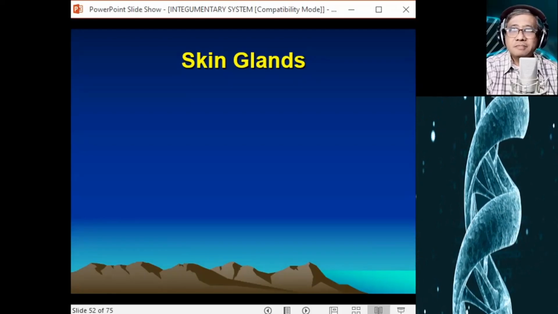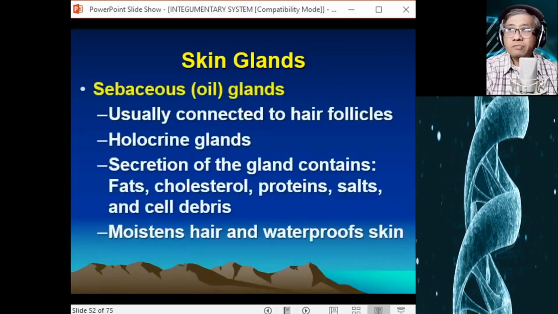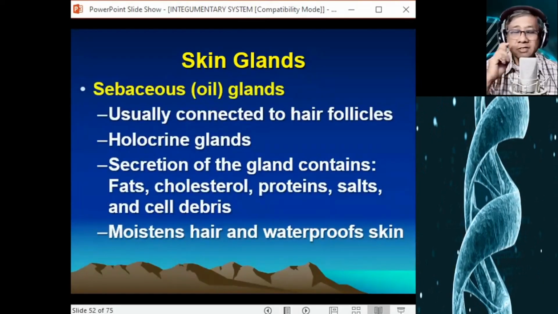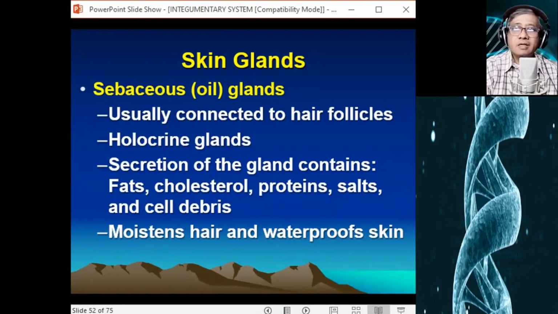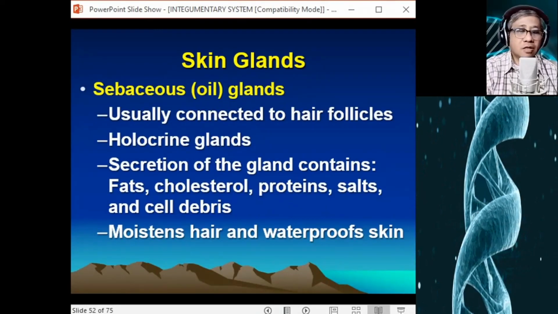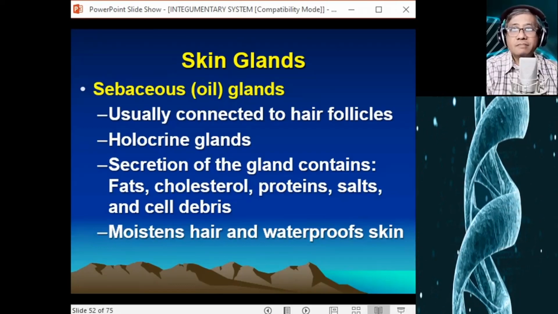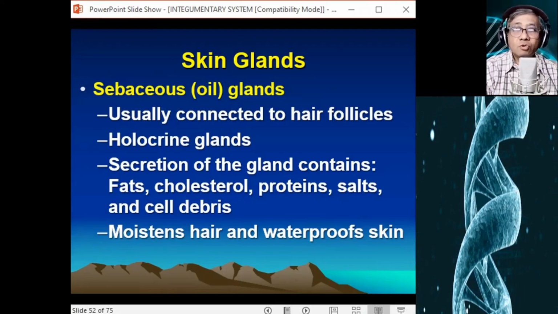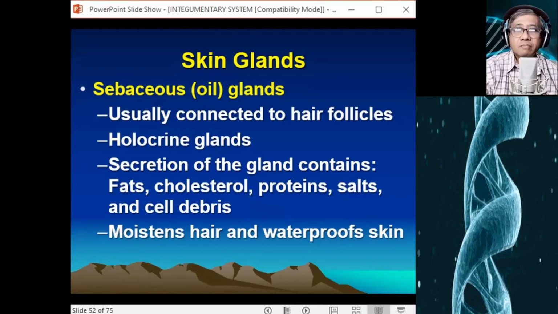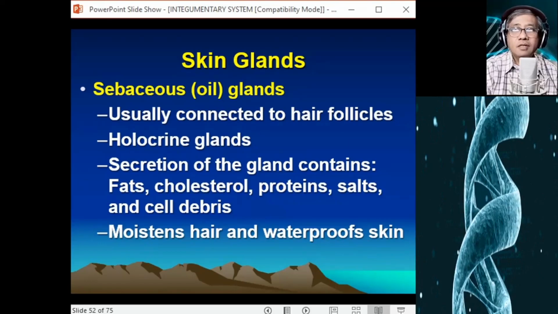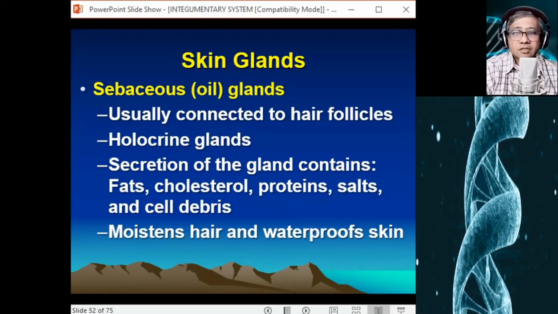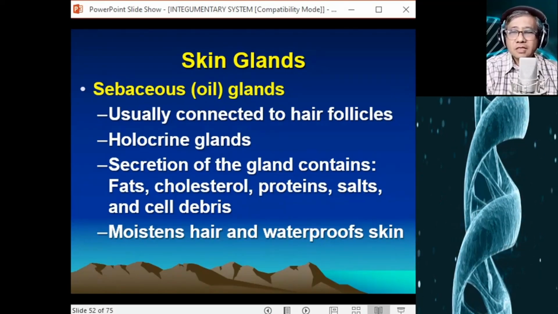Alright, so next we have the skin glands. Now we have two major types of skin glands: the sebaceous or oil glands and the sweat glands. The sebaceous or oil glands are usually attached to hair follicles. They are also known as holocrine glands. And these sebaceous glands, by the name itself, oil glands, secrete fats, cholesterol, proteins, salt, and cell debris.